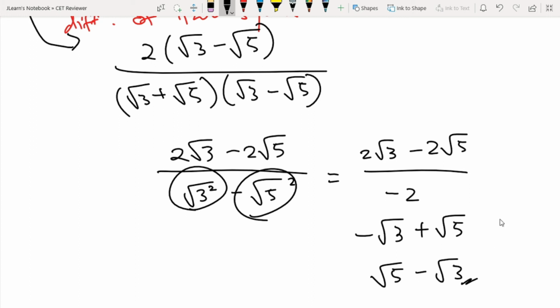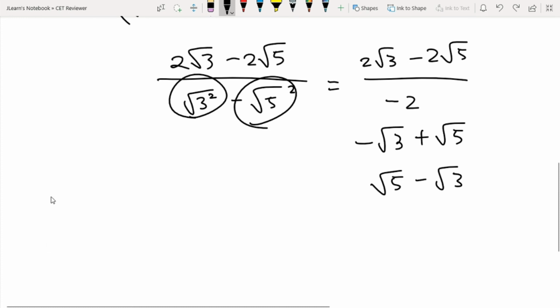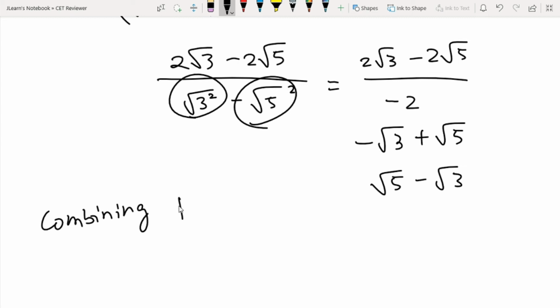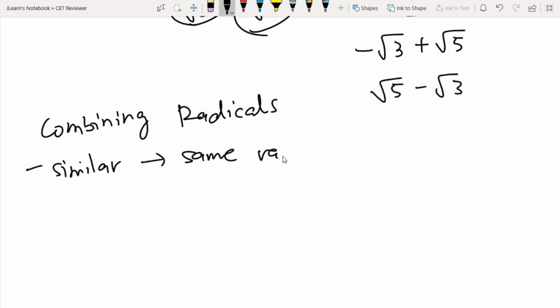Ganun lang. So, we can also combine radicals, no? So, to combine radicals, kailangan similar sila. So, combining radicals. So, yun nga, to combine radicals, kailangan similar sila. So, what do I mean by similar? Kailangan same na radical.